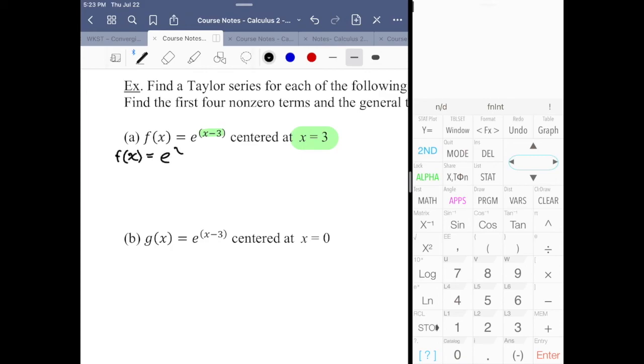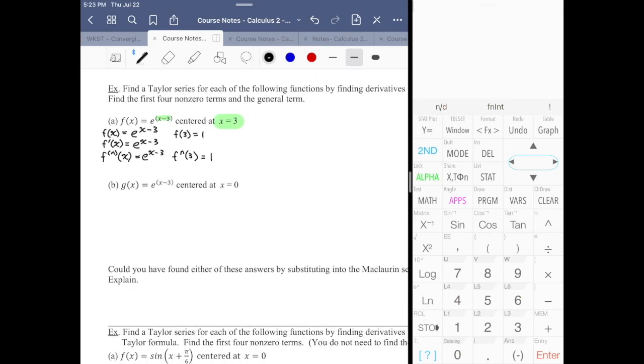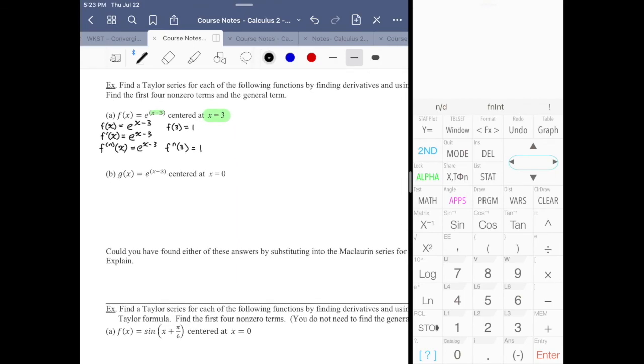So f of x we know is e to the x minus 3, written right there in front of me. F prime of x is going to be another e to the x minus 3. So that tells me that all derivatives are going to be e to the x minus 3. So f of 3 is 1. All derivatives at 3 will also be equal to 1. All right, so that's a good situation when we want to expand using the Taylor series.